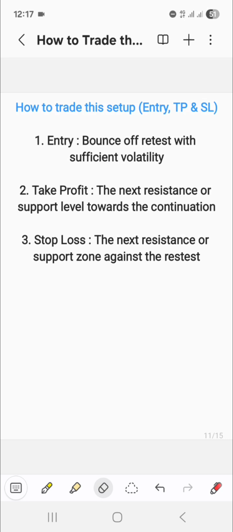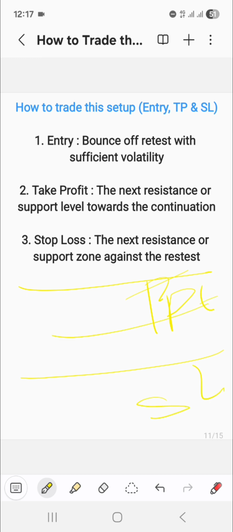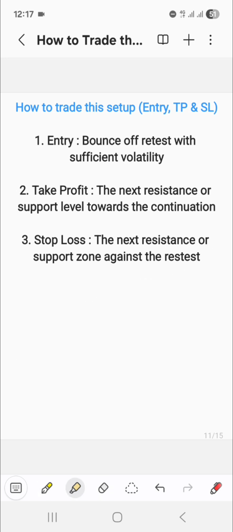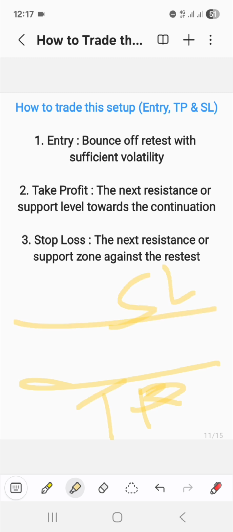So you understand right now, if it's an uptrend, the next resistance level will be your take profit, your TP, and the next support level will be your SL. The place where the retest occurs will be your entry. Do you get my point? But in a downtrend, the next support level will be your take profit, your TP, and the next resistance level will be your SL, and where the retest occurs will be your entry. Do you get my point? So that's how to do that.